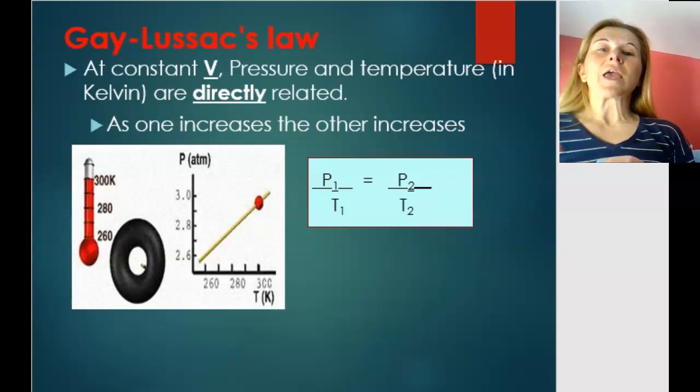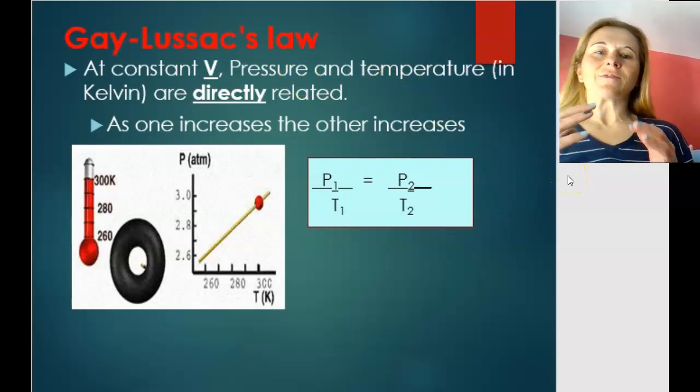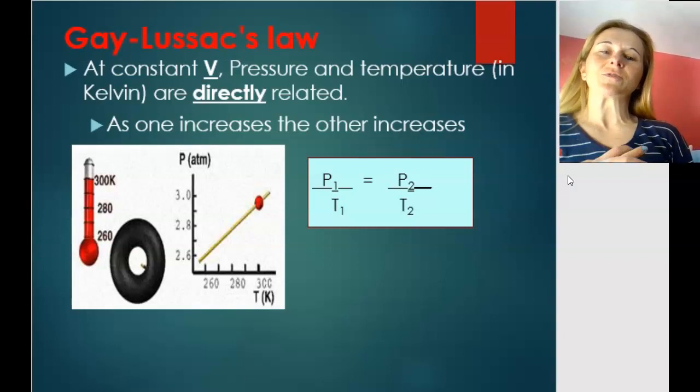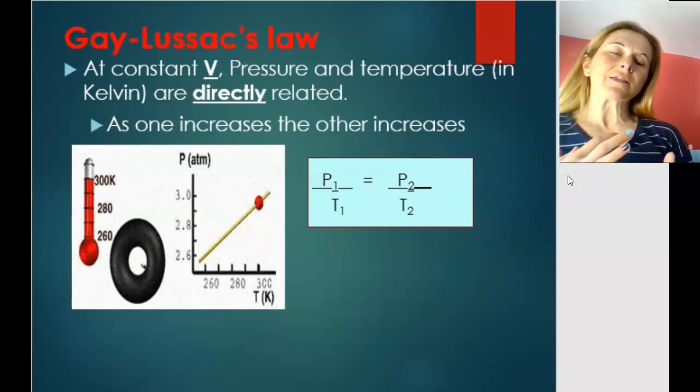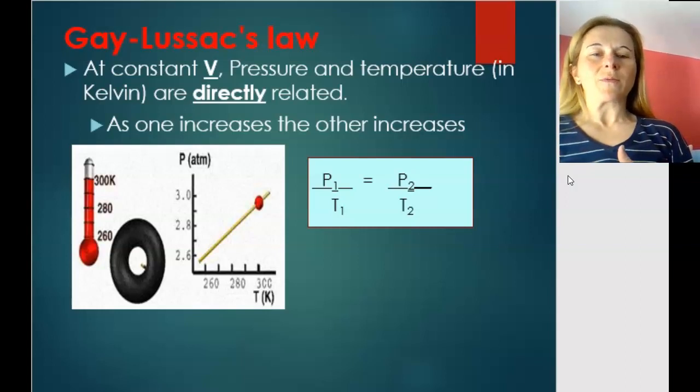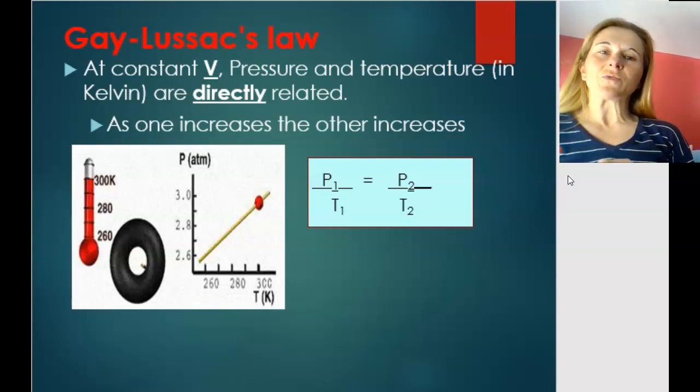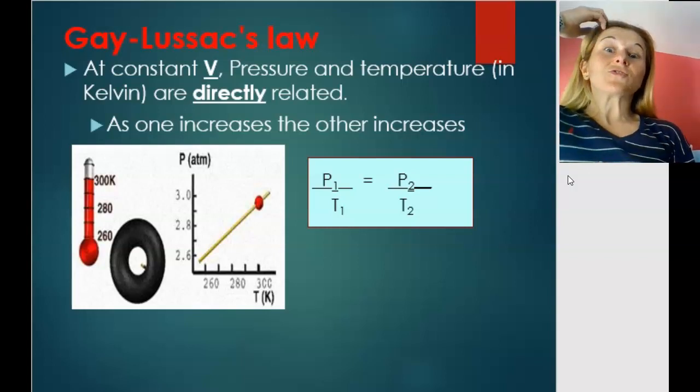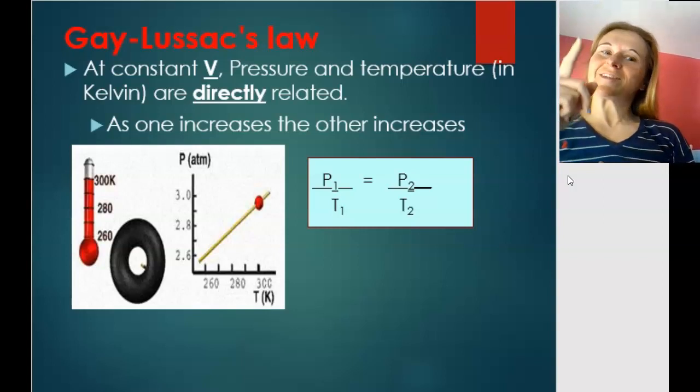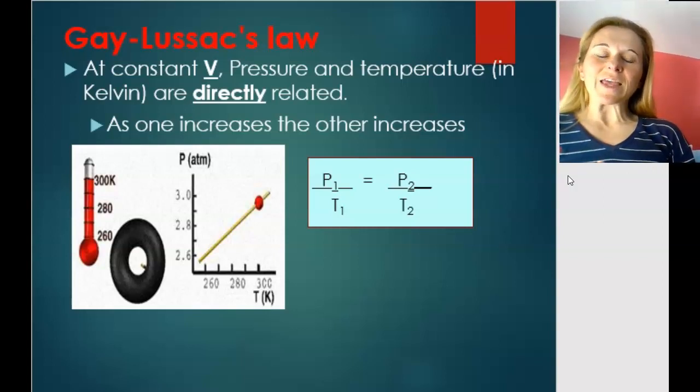So now we're going to look at Gay-Lussac's law. And this one is we have a constant volume and we're relating pressure and temperature. So we had pressure and volume, and we had volume and temperature, but we haven't had the relationship between pressure and temperature. Pressure and temperature are directly proportional, directly related. So if pressure increases, temperature increases.